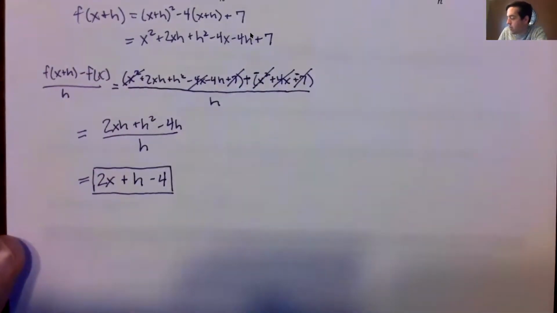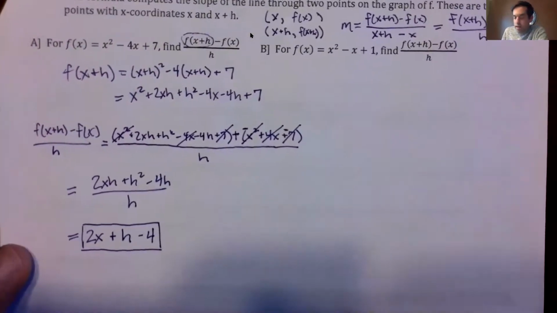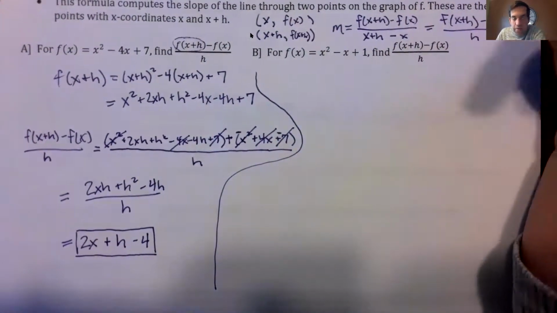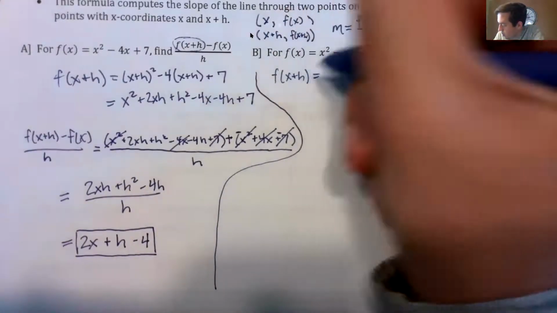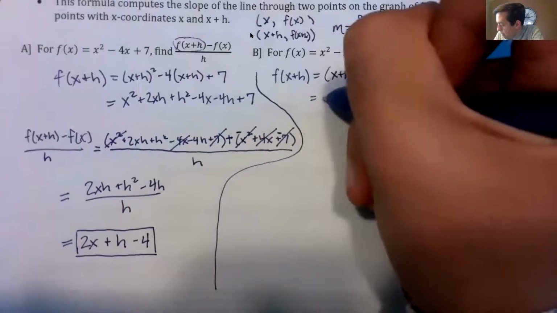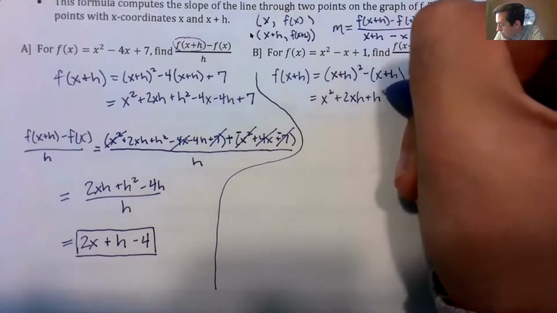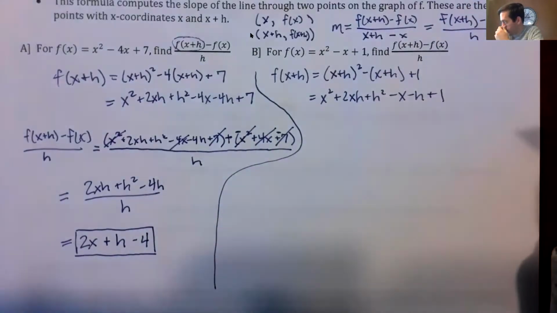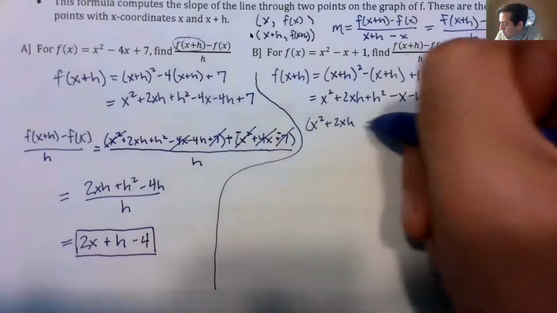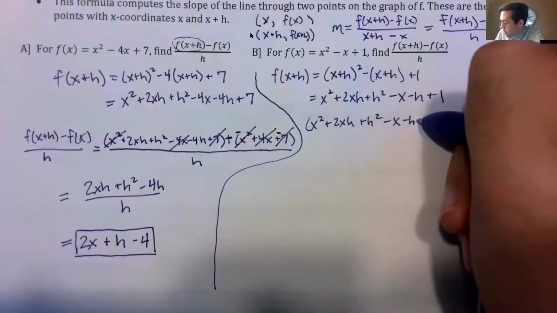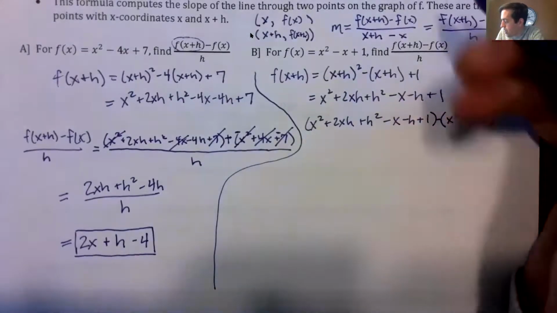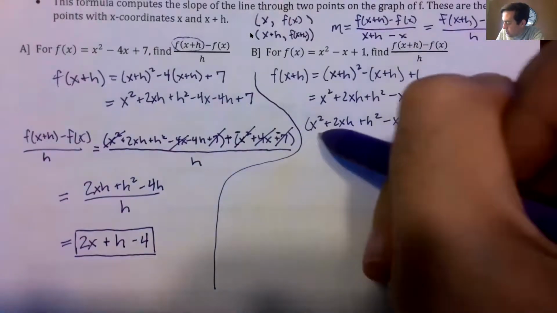All right, we're going to do the same thing for letter B. I took up some of the space, but we'll have to make it work. So for letter B, first thing I'm going to do is find f of x plus h. And the next thing we're going to do is plug into the difference quotient. So we end up with x squared plus 2xh plus h squared minus x minus h plus 1 minus x squared minus x plus 1, because that's our f of x that we're plugging in here. And that's all over h.